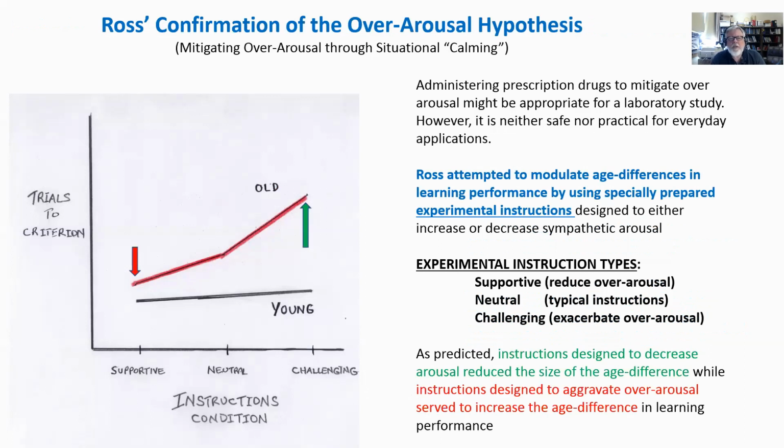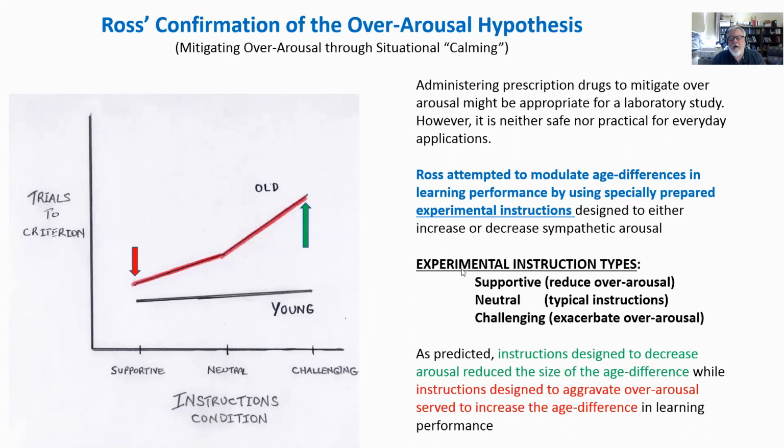Another researcher showed us how we could apply the overarousal hypothesis by, instead of using drugs, which would be a little bit overkill, to say the least, going around giving older people drugs to calm down their overactivation. In the experimental situation, Ross asked the question, could we mitigate the overarousal through some sort of situational calming, through some behavioral mechanisms to reduce arousal? And so Ross devised a learning experiment where the arousal of young and old participants was manipulated through the settings that were established and through the instructions.